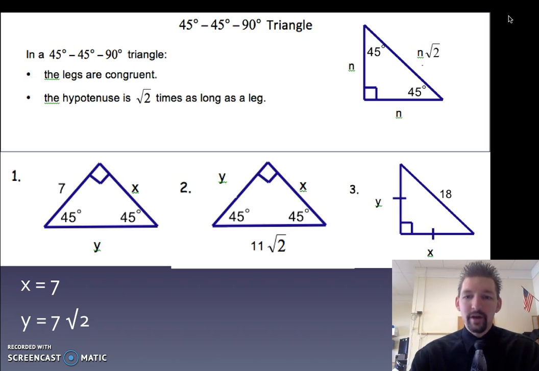So what I'd like you to do is pause the video for a second, look at examples 2 and 3, and then we will go over them in just a second.